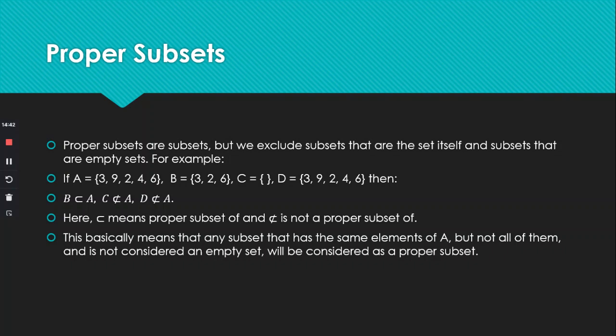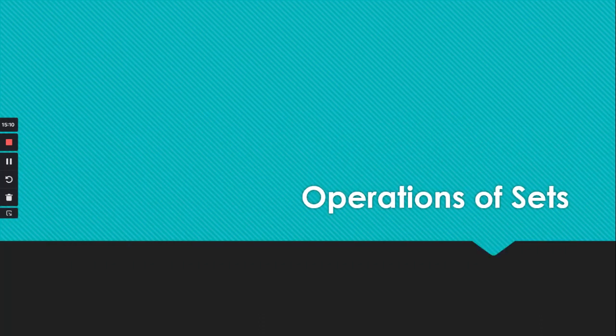Here the C means proper subset of. You can see the C here. It has no dash or line below it. So you can say C is a proper subset of, and C with a slash over it is not a proper subset of. Now this basically means that any subset that has some of the elements of A, but not all of them, and is not considered an empty set will be considered a proper subset.